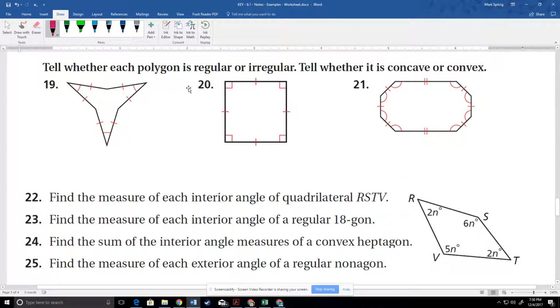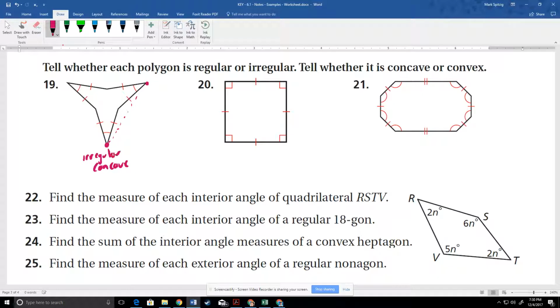All right, so tell whether each polygon is regular or irregular. Tell whether it's convex or concave. All right, so in this case, again, if I connect this point to this point here, it's outside the figure, so I know it's going to be concave. And we know that it's going to be irregular if it's concave, or it can't be regular, in other words. So we're going to say irregular.